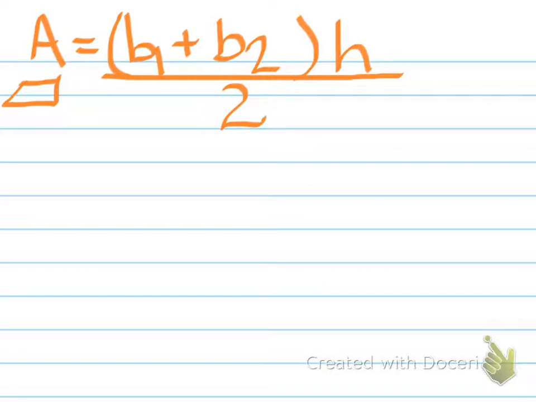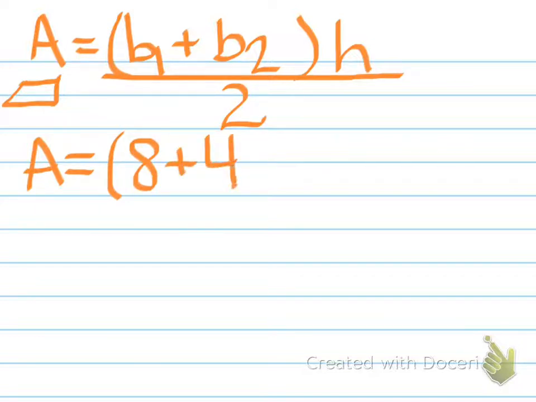Okay, so now I have the area formula for a trapezoid written here again. We found our base 1, base 2, and our height. So now I'm going to plug those in. This is the substitute part that I call. One of the bases was 8, one was 4, and the height was 4. And we're going to take all of that and divide by 2.